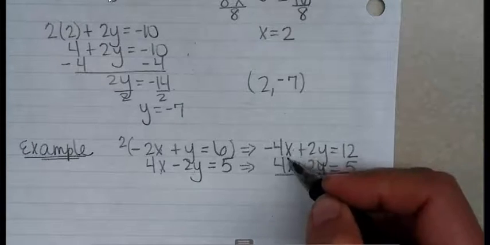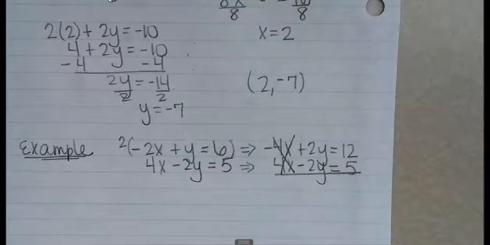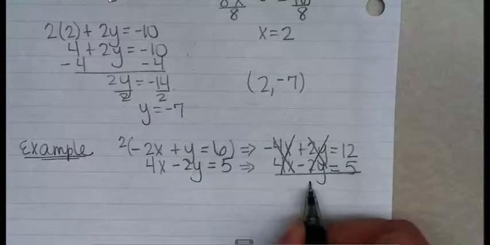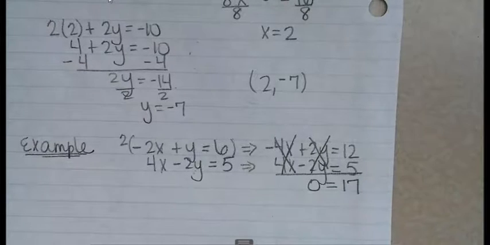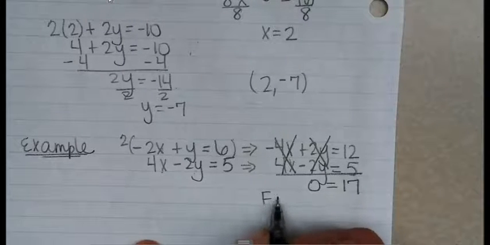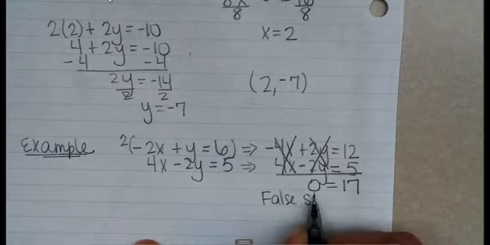Okay, so I see my x's go away. Awesome. Well, so do my y's. Uh-oh. So I just got rid of all my variables. So this gives me 0 equals 17. Is that a true statement? Does 0 equal 17? That is not. That is a false statement. So I just got a false statement.